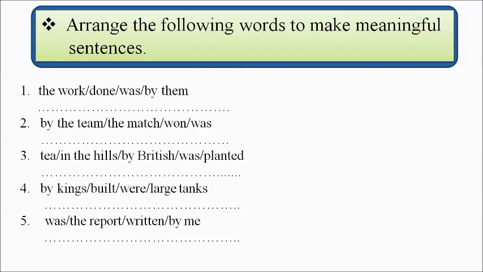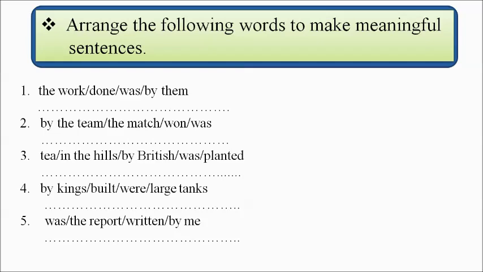Let's do some activities. Arrange the following words to make meaningful sentences. Number 1. The work done was by them. Number 2. By the team, the match won was. Number 3. Tea in the hills by British was planted. Number 4. By kings built were large tanks. Number 5. Was the report written by me.